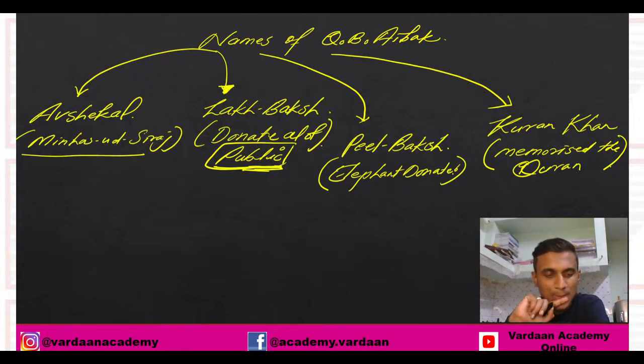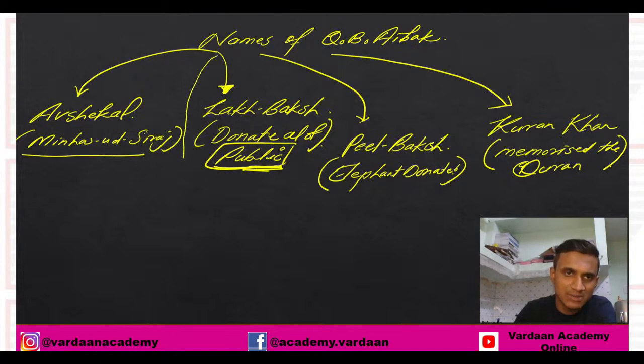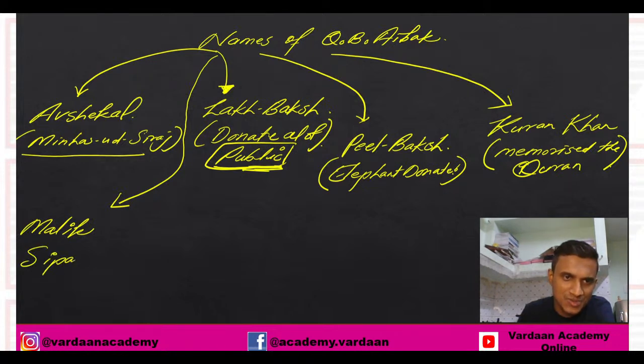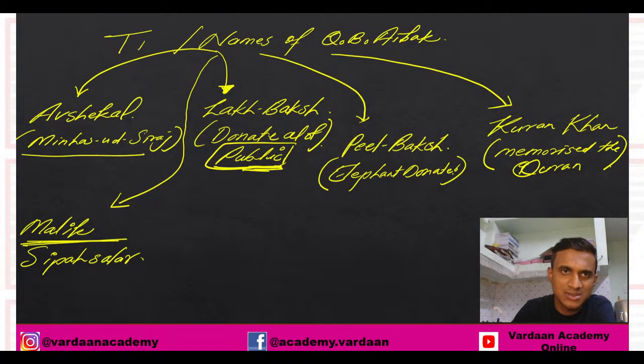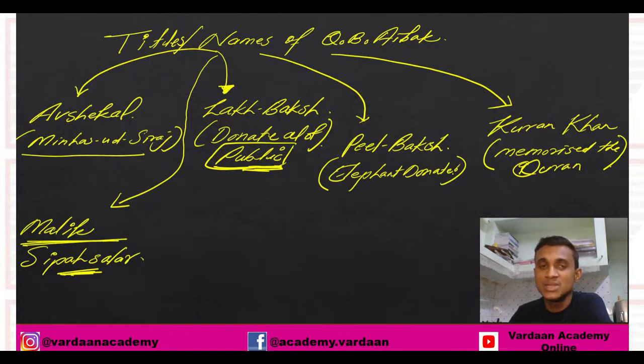Okay, then we will come to two more names. One is Malik and the other is Sipah Salar. These two are normally written at the same time. These are titles, so make it titles and names of Qutub-Ud-Din-Aibak. Malik and Sipah Salar are the titles for him, and both these titles were awarded to Qutub-Ud-Din-Aibak by Muhammad Ghori. So remember this.